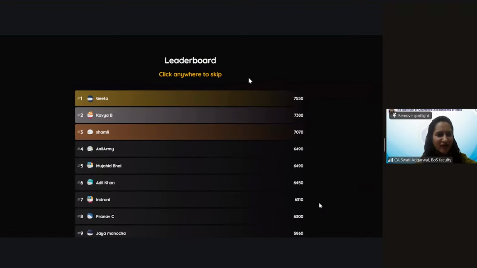Rank 1, Geeta. Rank 2, Kavya. 3, Shamli. 4, Anil Army. 5th, Muzahid Bhai. 6th, Adil Khan. 7th, Indrani. 8th, Pranav. 9th is Jaya.